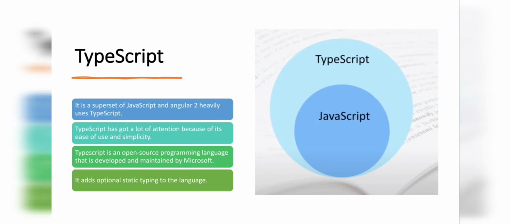TypeScript has got a lot of attention because of its ease of use and simplicity. TypeScript is an open source programming language that is developed and maintained by Microsoft, and it adds optional static typing to the language. We all know that JavaScript is a dynamically typed language. That means we need not give the type of the variable we are using in JavaScript, but at some point of time we need to declare the data type of the variable. So TypeScript adds that static typing to JavaScript. This is the main work that TypeScript will do.